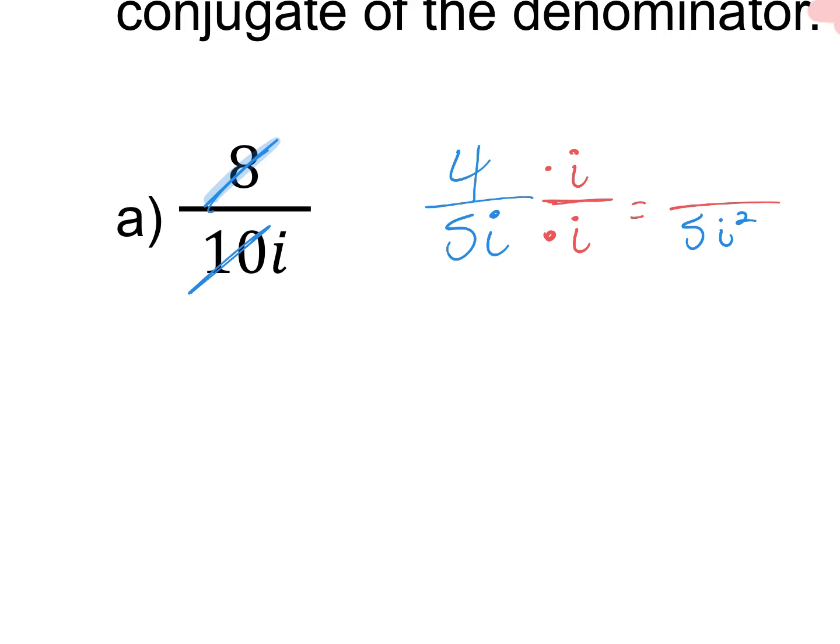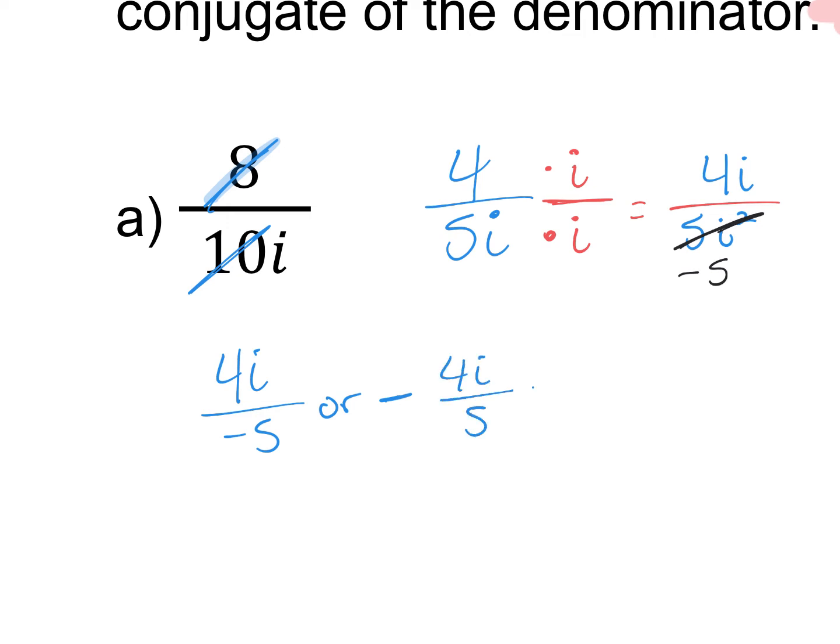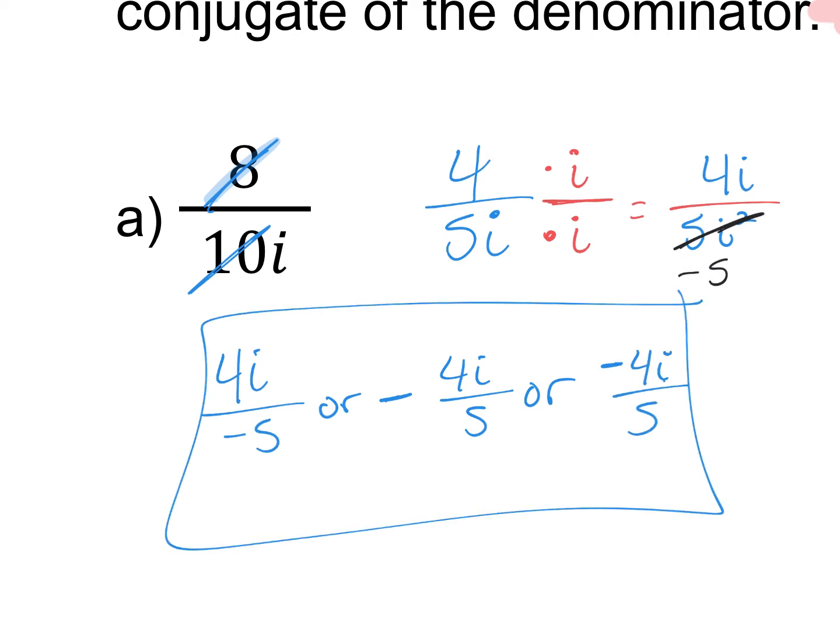So multiply the top, and you get 4i. Now, let's clean it up a little bit. 5i squared is negative 5, right? So this would be 4i over negative 5. Or if you remember, some people don't like that negative being in the bottom. It doesn't matter. Negative 4i over 5, you could write it that way. Or you can move that negative up to the top. Any of these three are correct because they're all the same thing.